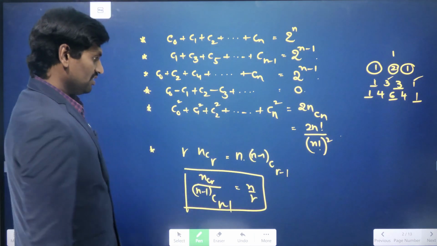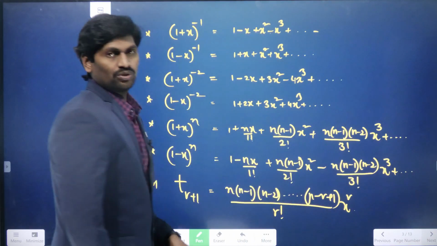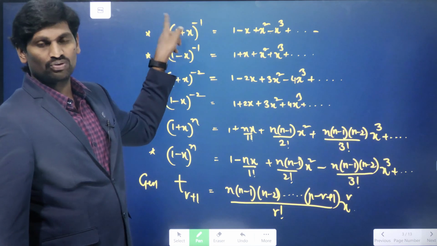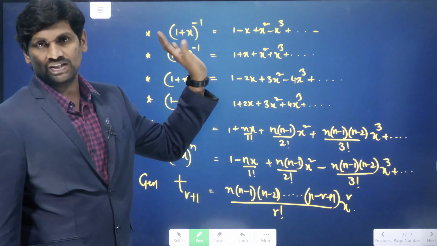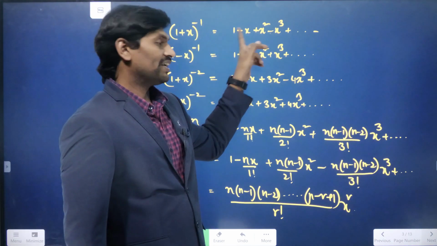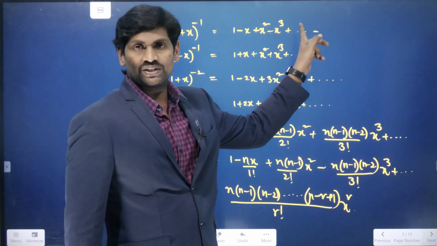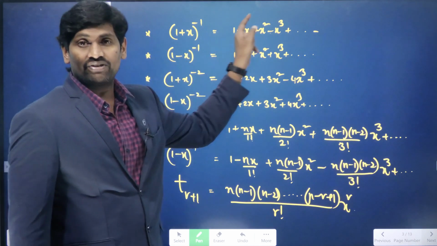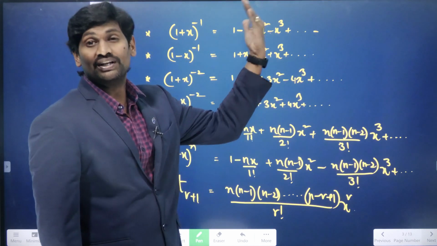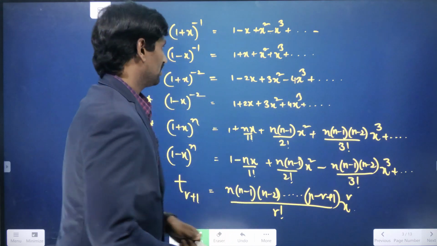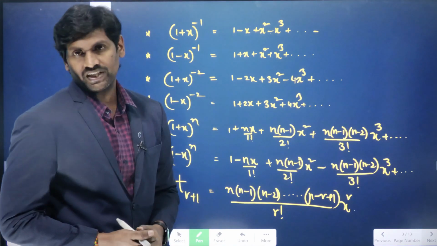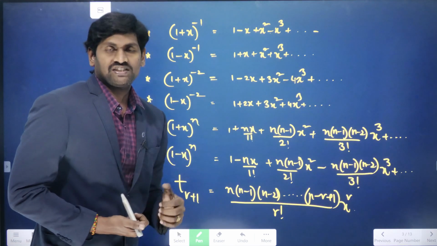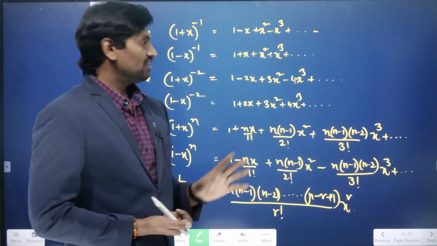Next, 1 plus x whole to the power of minus 1. You can easily remember the signs: alternately plus and minus will come. It is 1 minus x plus x square minus x cube plus x power 4 minus x power 5 and so on. Infinite terms will form whenever the exponent is negative or fractional. Now 1 minus x whole to the power of minus 1 gives minus times minus, so all are positive: 1 plus x plus x square plus x cube and so on.